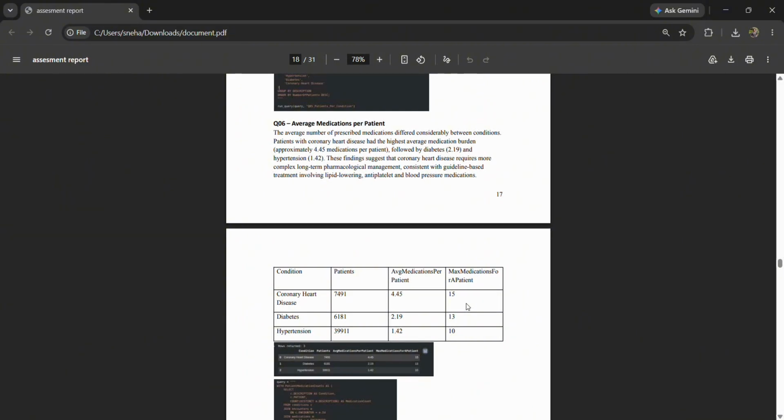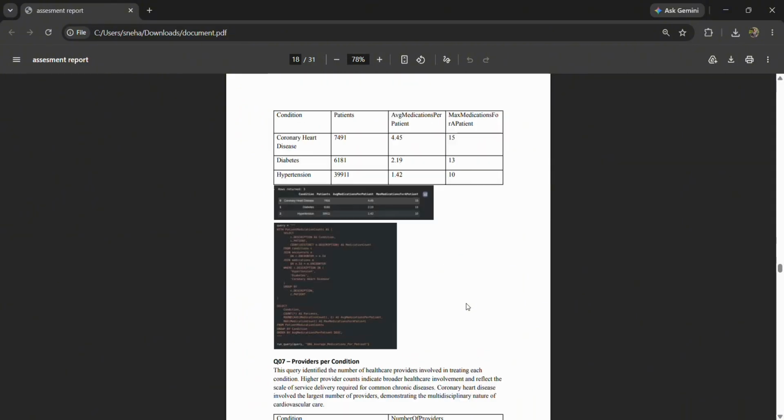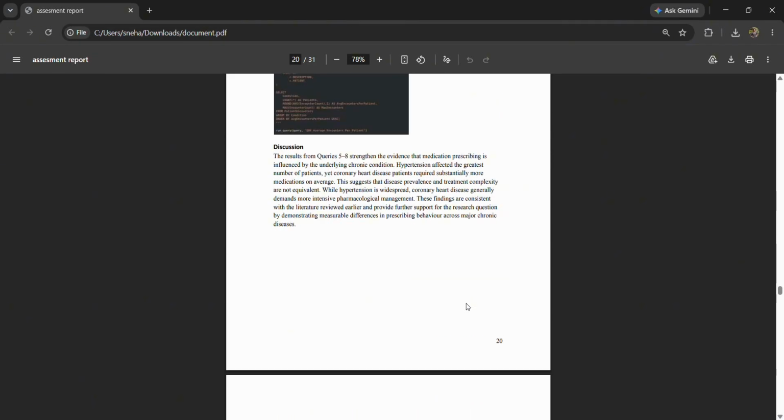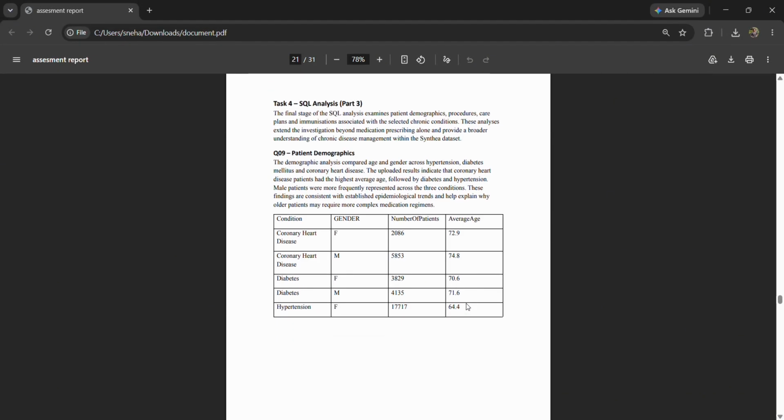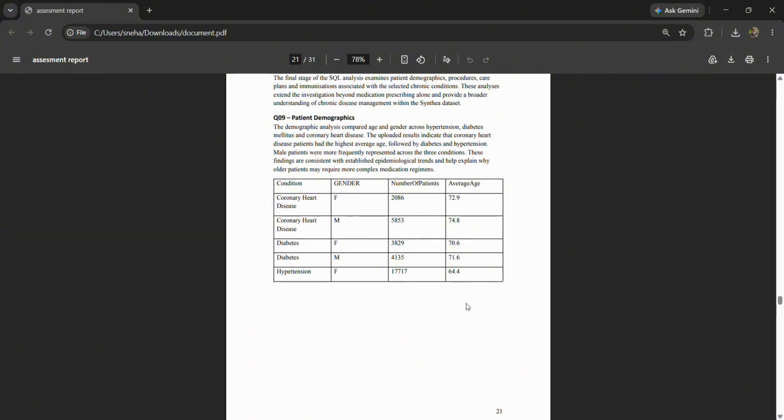From pages 21 to 28, it contains my third SQL analysis level. This is the final stage. The final stage of the analysis explored demographics, procedures, care plans, and immunizations. The demographic analysis showed that coronary heart disease patients had the highest average age, followed by diabetes and hypertension. The procedure, care plan, and immunization analyses demonstrated that chronic disease management involves more than medication prescribing alone. These analyses highlighted the importance of coordinated healthcare, preventive care, and long-term disease management.